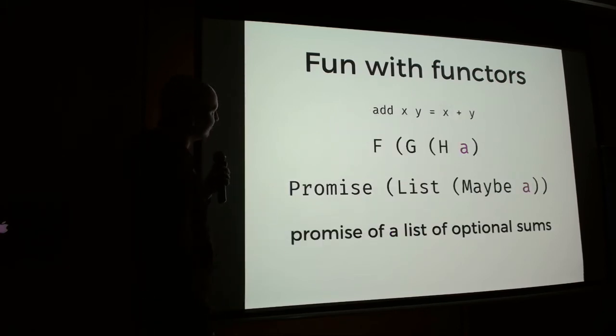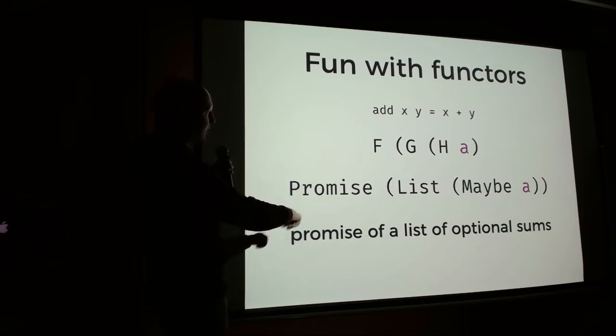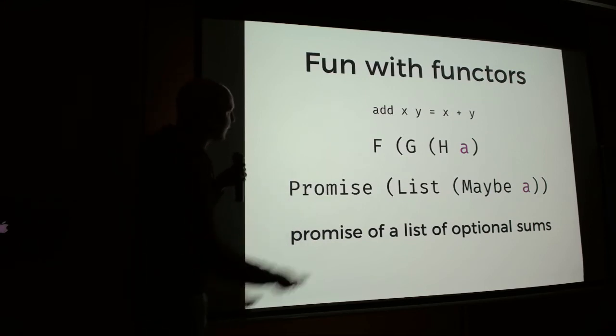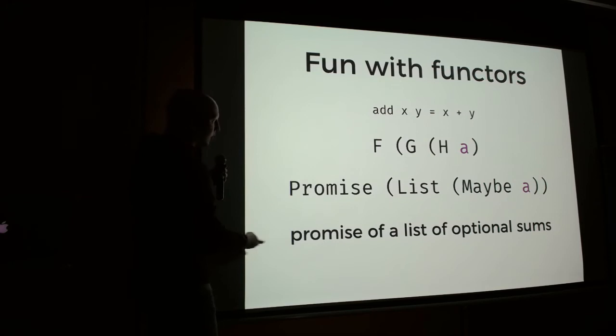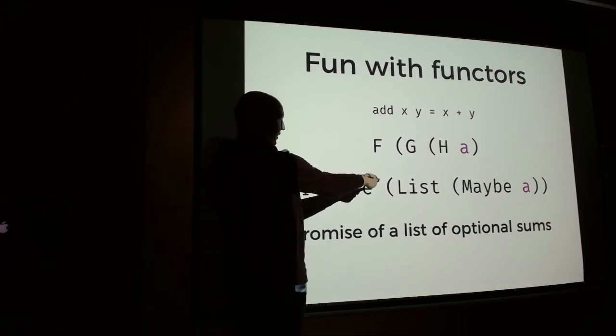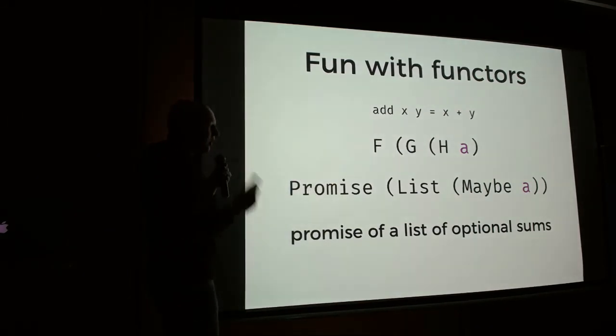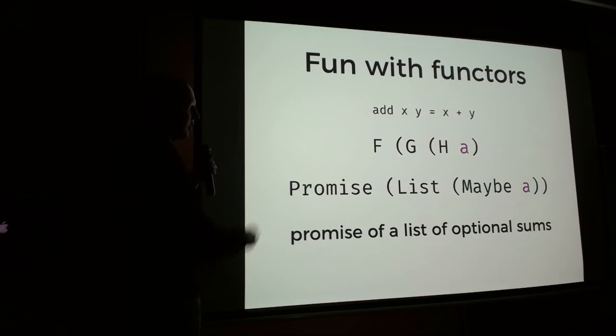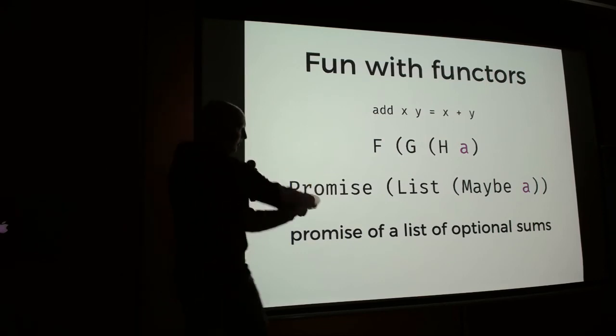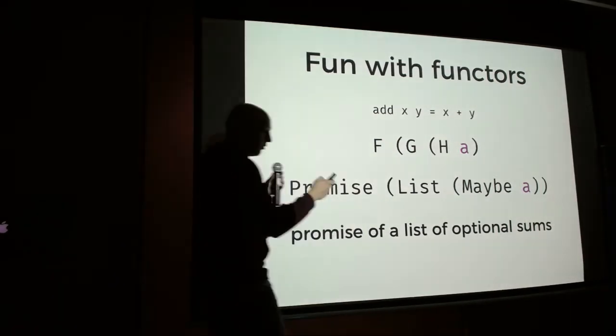But how? That's a bit problematic, but let's first see that we can still combine functors and get interesting types, like this one here. We can have a promise of a list or array of maybe A. So eventually we'll get an array, and this array will consist of optional values, which may or may not be there. And we can work with this type by just mapping first into promise, then into array, and then into maybe.